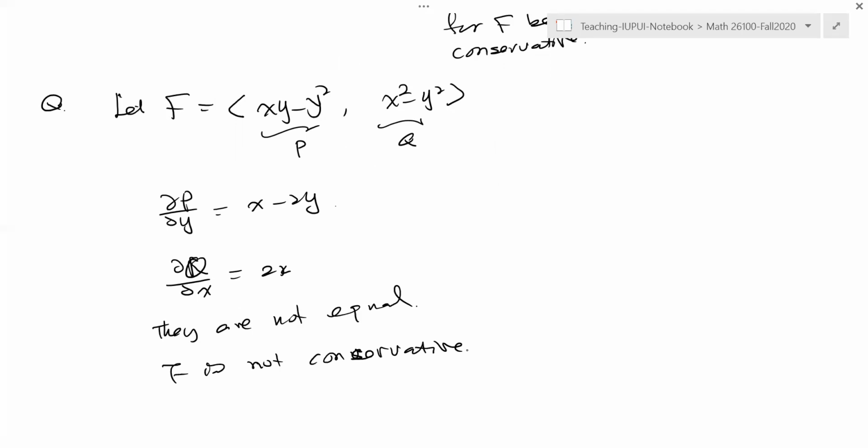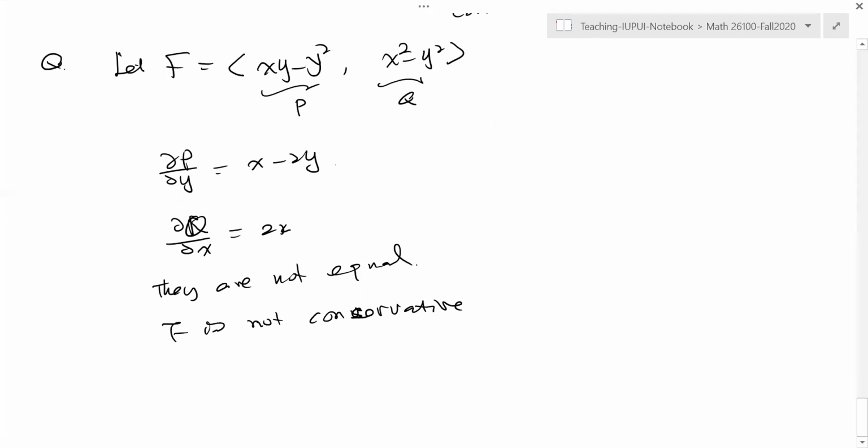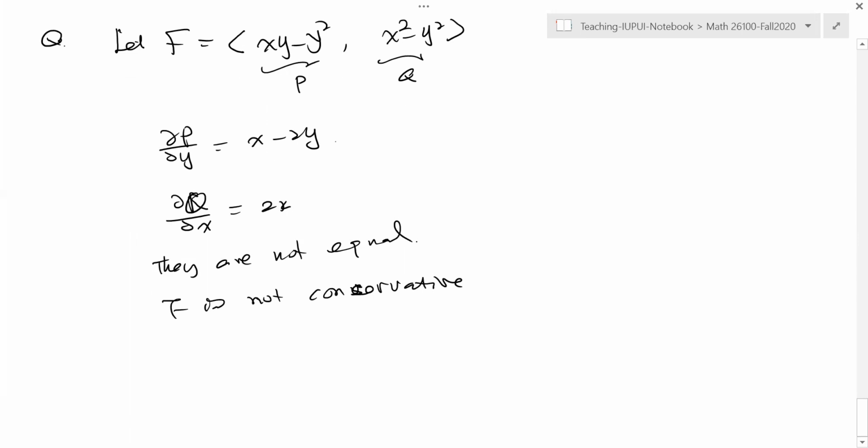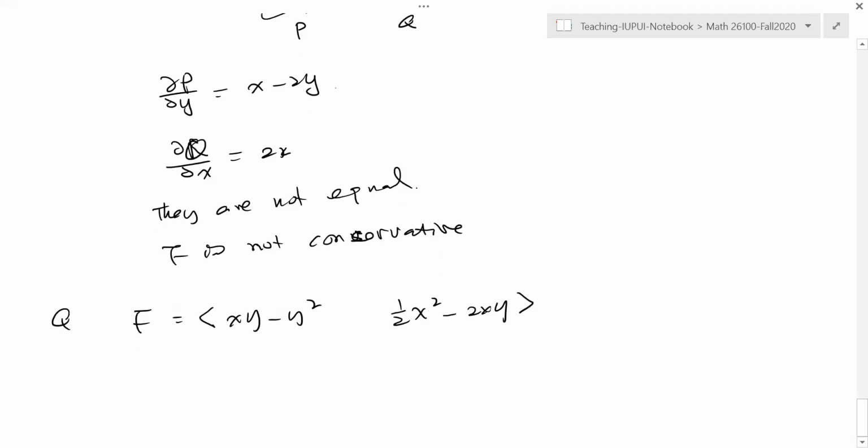So if you integrate the function along the curve, then it really depends on the location of the curve. Even if they have the same starting point and ending point, different paths will give you different values in general. Now, if I modify the function, I'm going to still keep this one first, then I get half of x squared minus 2xy. I modify the second one.